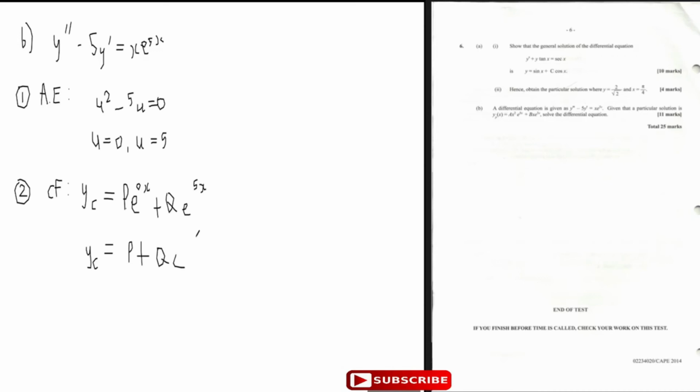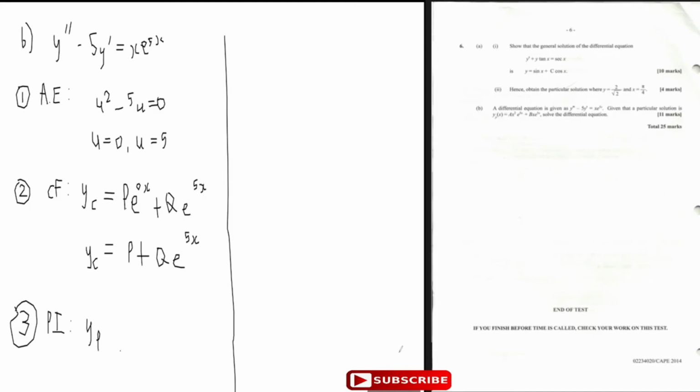Now, the second part is step 3: we need to find the particular integral. To find the particular integral, let's do that on a fresh page. Generally, people call it YP. In this case, they tell us what the particular integral YP is.